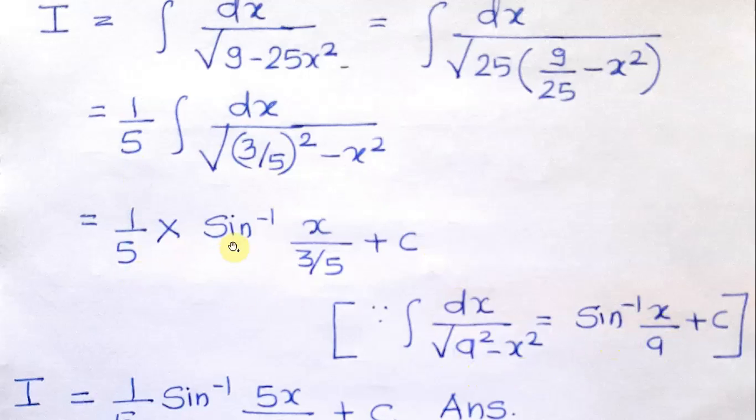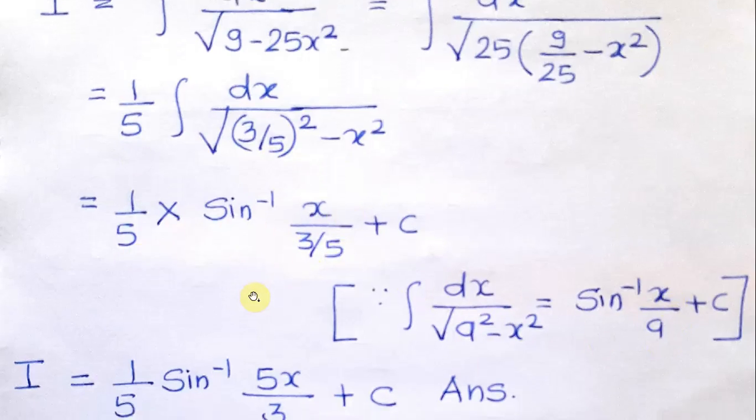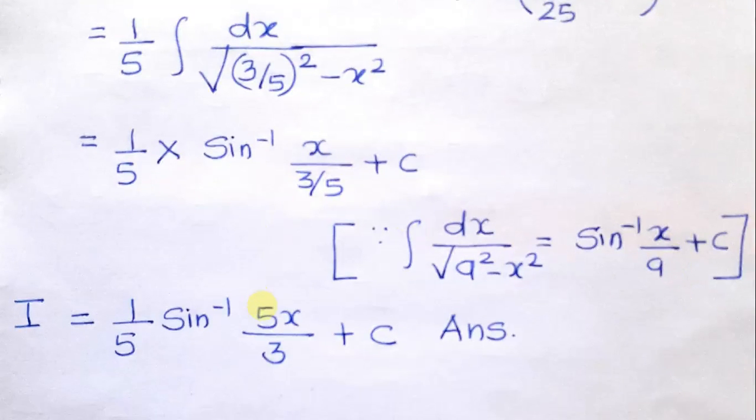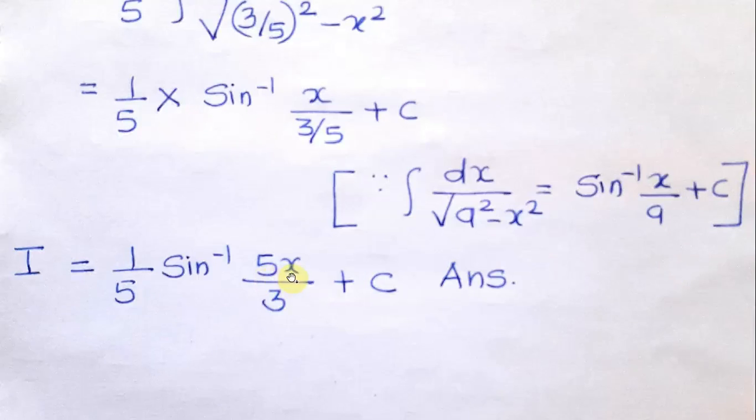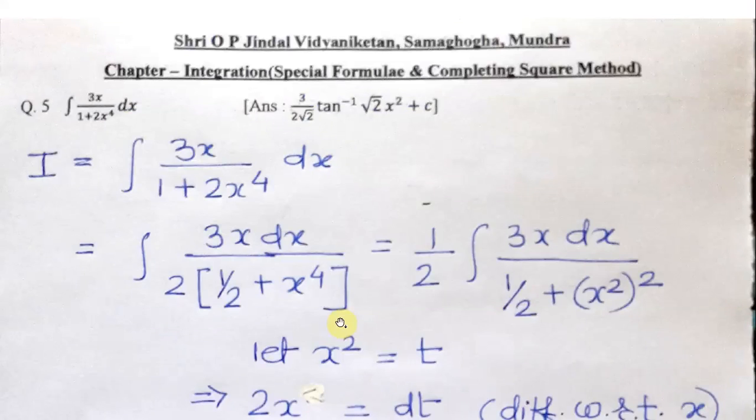Okay, sine inverse, then according to the formula, what is coming here is x upon a. So x is x only, but a is 3 upon 5. Now 3 upon 5 will go at the place of numerator, it will become 5 upon 3. So 5 will multiply finally with x, and then 3 will occupy the place of denominator, and this is your answer. Similarly, let us see the next question.